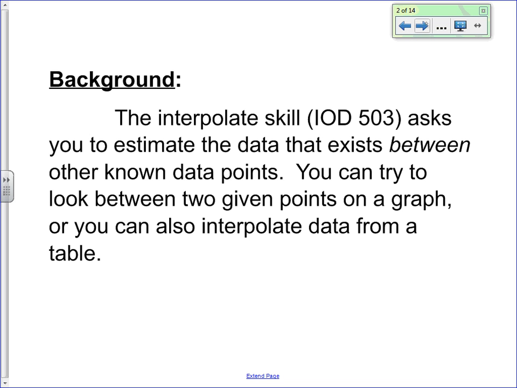We're going to get started by reading the background information, which is at the top of the skill sheet. The background information will tell us what we're actually doing when we interpolate. This is an important place to start. So we have a volunteer to read the background information for us.